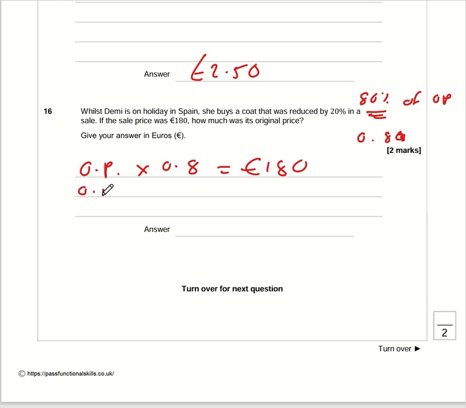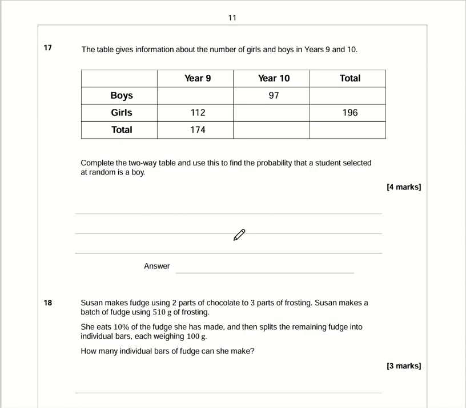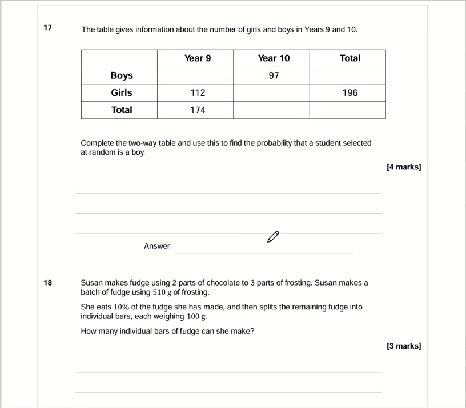So for the original price, we just need to work this formula backwards. It's going to be 180 divided by 0.8, and 180 divided by 0.8 is €225. There we go, and we are done. Okay, so some fairly challenging questions, 15 and 16. 17 is a bit easier, a two-way table.